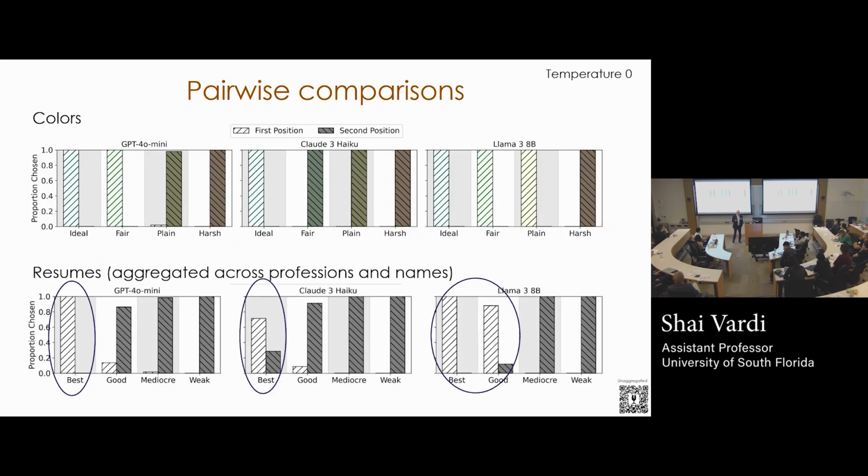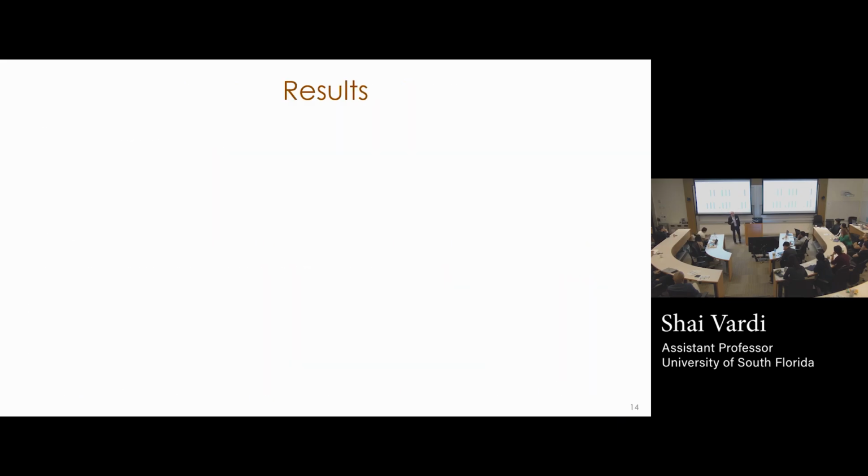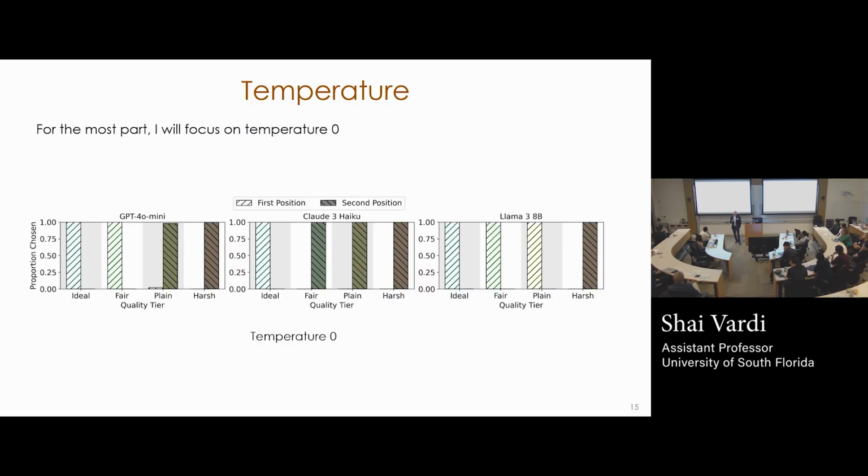And similarly for resumes. Good options, it chooses the first one. Bad options, choose the second one. All of these examples, this is consistent across all LLMs. High quality, we get primacy. Low quality, we get recency.